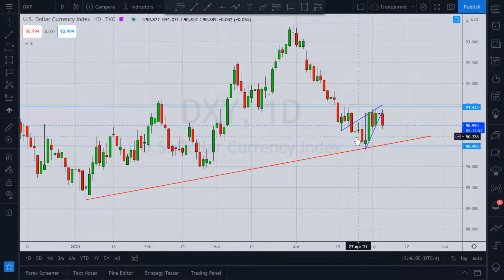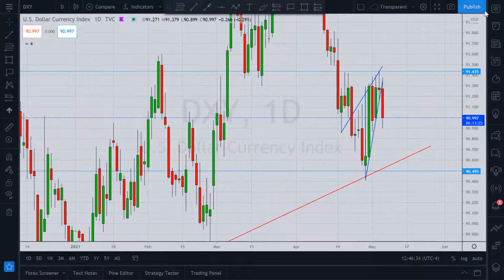We've hit this support area right at 495. Call it 9,500. I like those round numbers: 50, 00, 20, and 80. And we had this bullish reaction to this resistance. I have this resistance here at 91,435. Call it 91,400 if you want to.